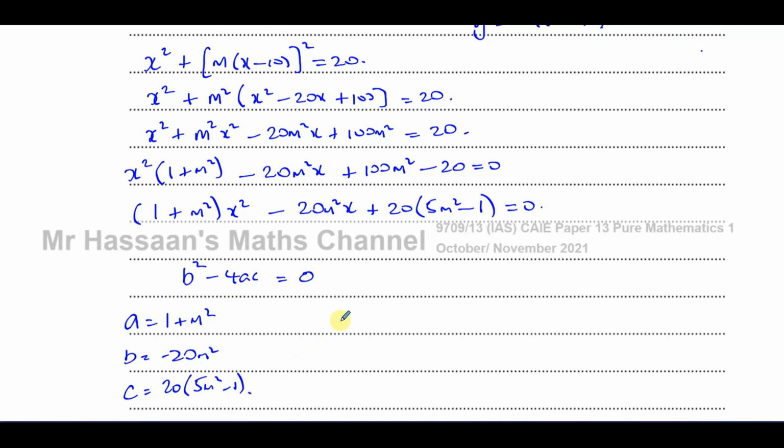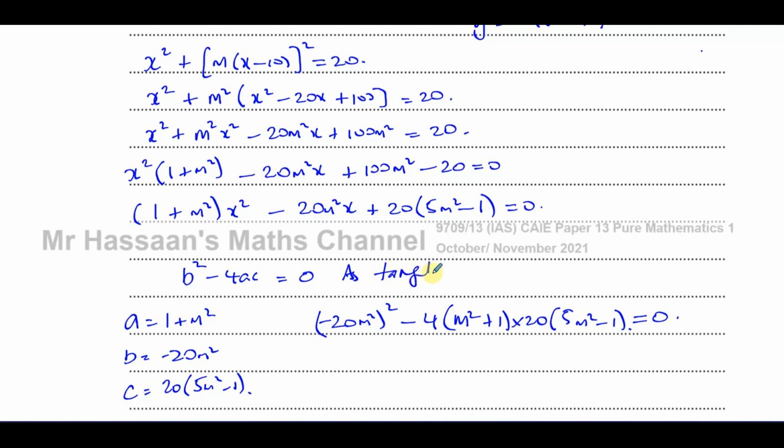So if I put that into this formula, you're going to have minus 20m squared, all squared, minus 4 times a, which is 1 plus m squared. In fact, I'll write this as m squared plus 1, I think that'll be easier. 1 plus m squared is the same as m squared plus 1, times 20, times 5m squared minus 1. I know that has to equal 0.